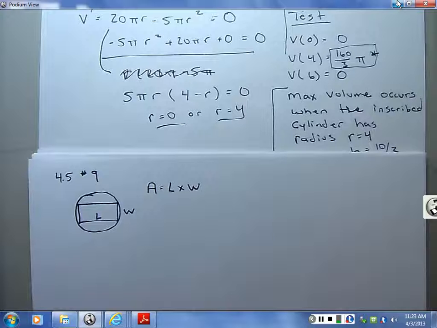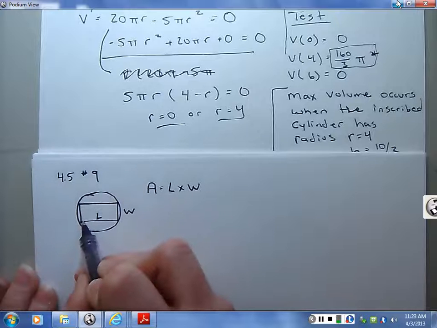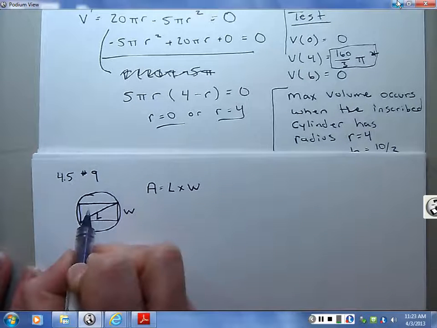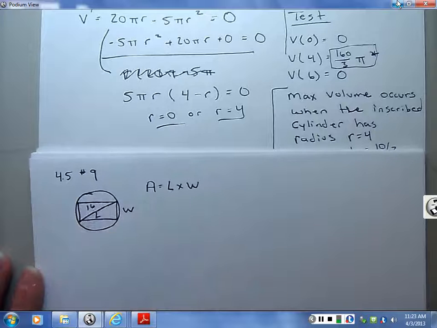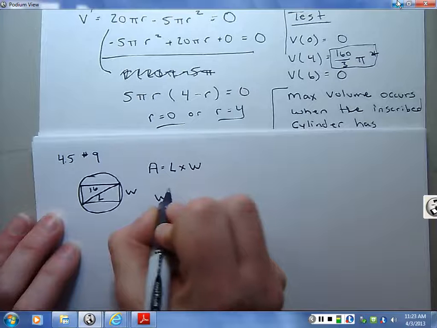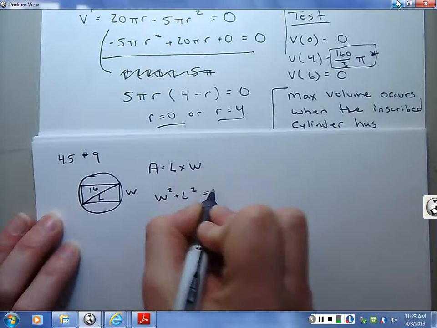So what do I know about my circle? It has a radius of 8. So what would this represent? The diameter, 16. So now do you see a function that I could relate to the circle with the length and the width? Pythagorean theorem, right? So I say the width squared plus the length squared is 16 squared.